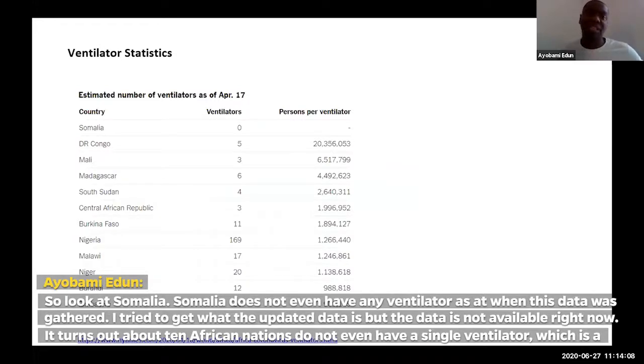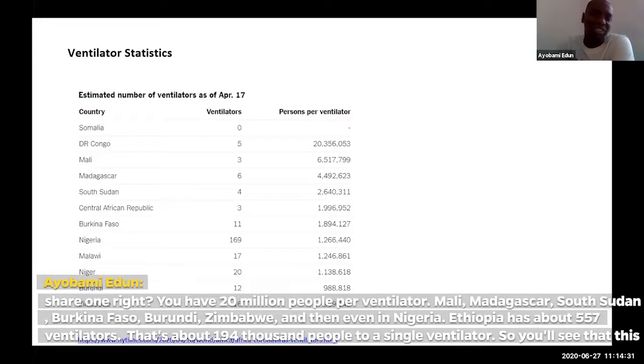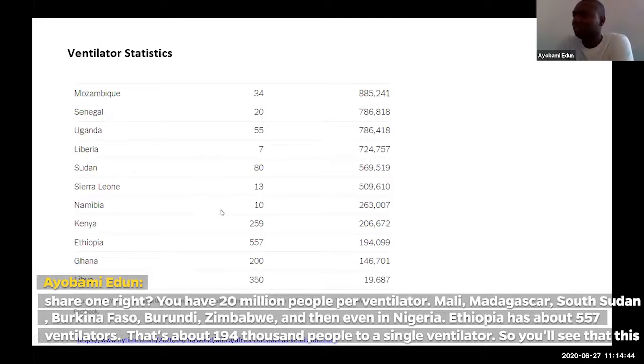It turns out that about 10 African nations do not even have a single ventilator, which is a serious issue. Imagine if you have a coronavirus case, a very serious case, and there's not a single ventilator. That's a huge crisis. And then look at DR Congo, for example: there are 5 ventilators in the whole nation, which means about 20 million people would have to share one. You have 20 million people to a ventilator. Mali, Madagascar, South Sudan, Burkina Faso, Burundi, Zimbabwe, and even Ethiopia has 557 ventilators. That's about 104,000 people to a single ventilator.